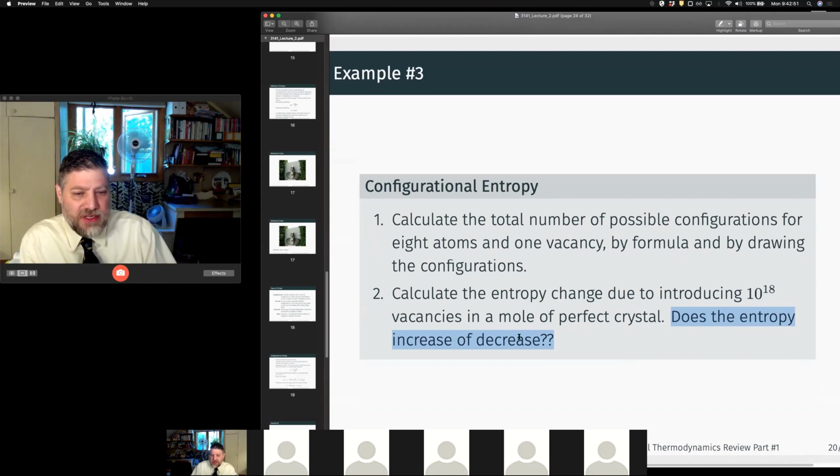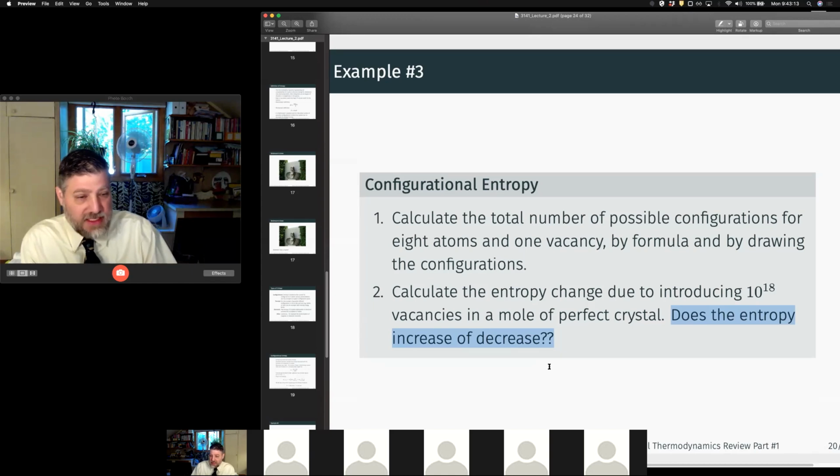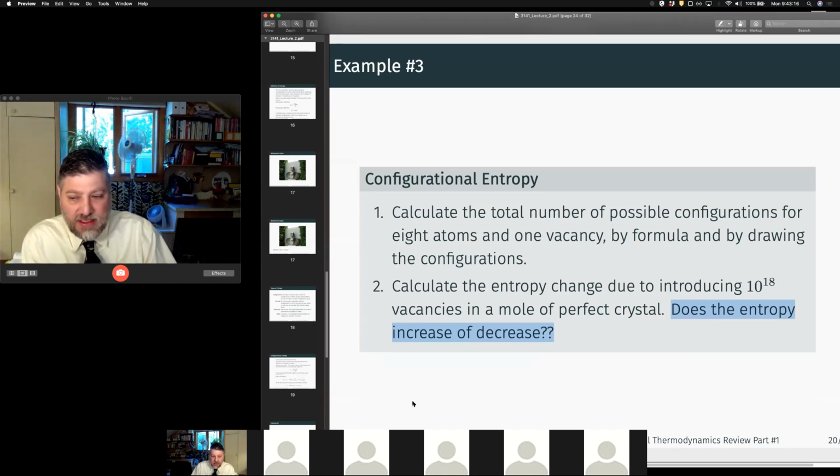Obviously, the entropy is going to increase, right? Because there's only one way to arrange the configuration of a perfect crystal. But we have lots of different ways of arranging 10 to the 18 vacancies on 10 to the 23rd lattice sites. And in this case, the entropy increase is 2 times 10 to the minus 4 joules per Kelvin. So if you plug that in and give it a try, you'll see that that's where it comes out.